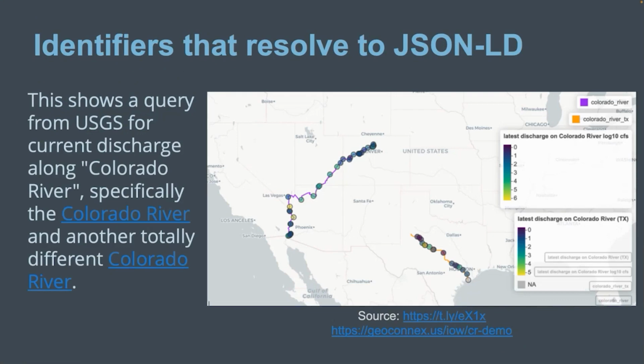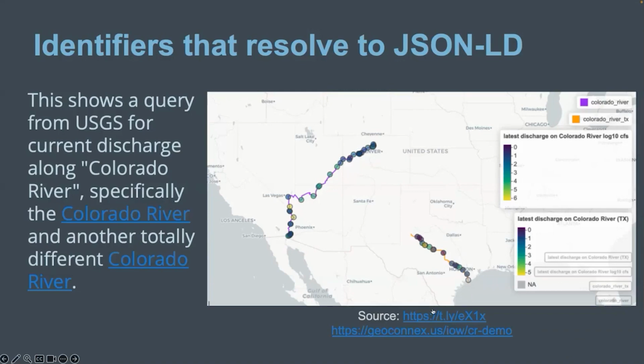So it's very useful to have this because that means you can incorporate these identifiers in web apps in addition to data sets. So this was implemented at the USGS SensorThings API endpoint, which is sort of the next generation instantaneous value service. So this shows a query from USGS for current discharge along each of the two Colorado rivers. So that's just one query for both of them to get the current discharge reading, which I think is pretty cool.